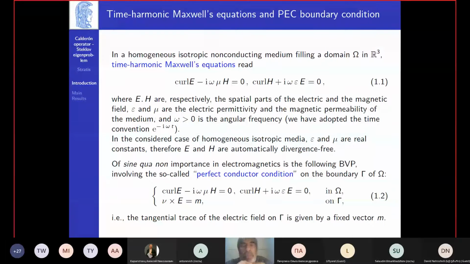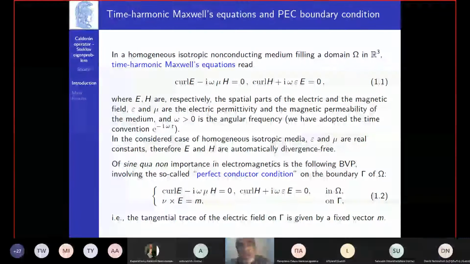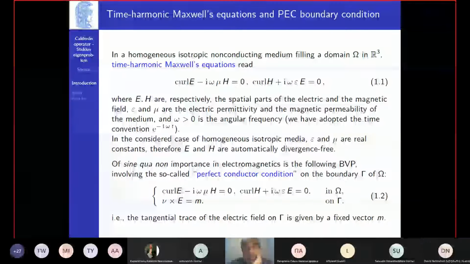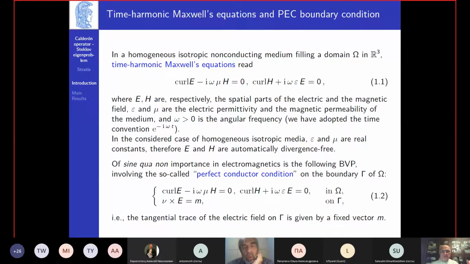So let me begin with the time harmonic Maxwell equations. We are considering a homogeneous isotropic non-conducting medium in R3, in a domain in R3. Assuming the time convention e to the minus i omega t, we get the time harmonic Maxwell equations, equations 1.1. Because we consider a homogeneous isotropic medium, in our case epsilon and mu will be real constants, and as constants, they give the fact that the fields are divergence-free automatically.